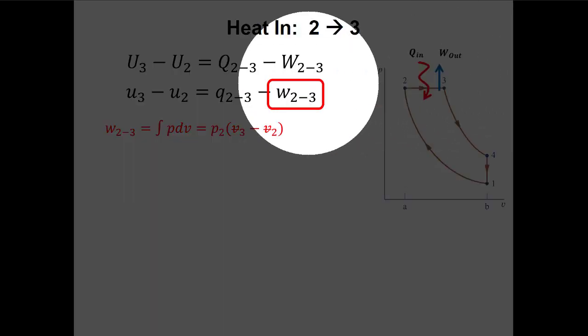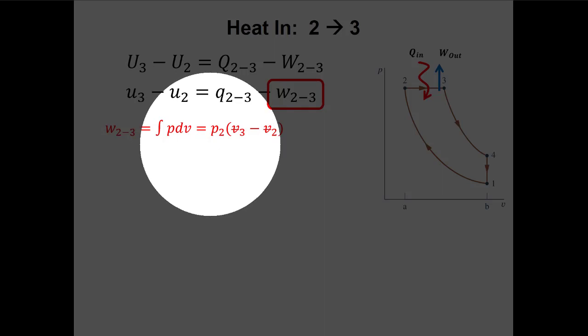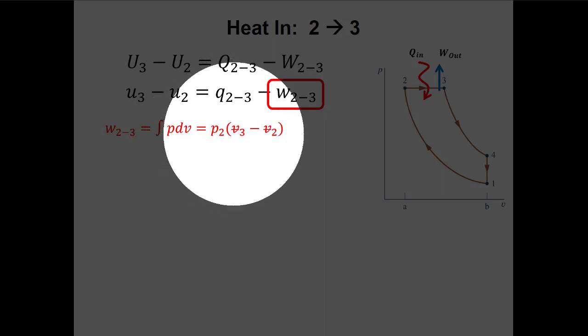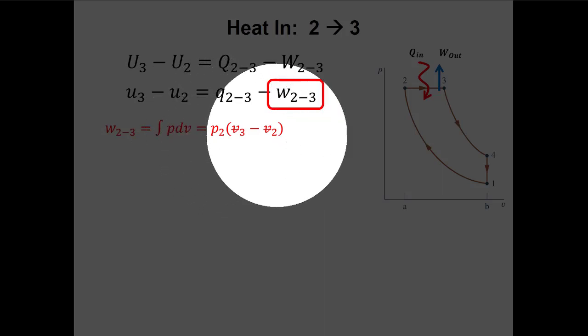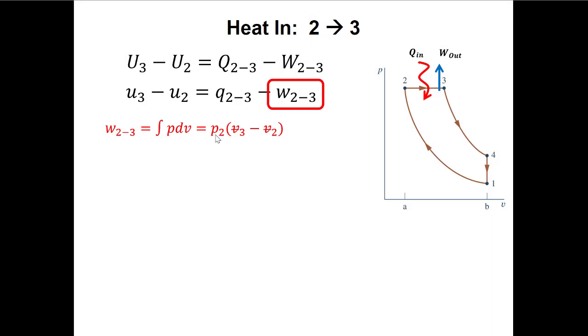Now the calculus here isn't too bad because my pressure is constant. So what I do here is I can move this pressure outside of my integral term, and I get that the work here is the pressure times V3 minus V2. Now, I called this P2, but I could have said P3 here too, because P2 and P3 are the same, because this is constant pressure heat addition.